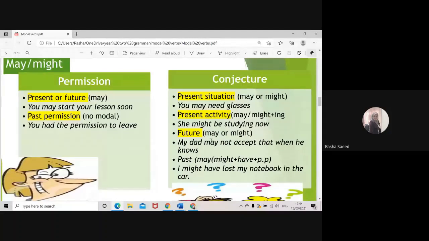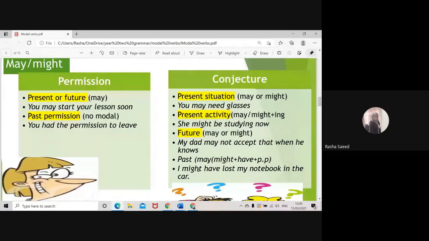In addition to that, can I just finish, please, students? In addition to that, we also have conjectures about the future. And in this case, do you notice that there is no difference in the form between conjectures about the future and the conjectures about the present situation? The difference lies only in the adverb of time that you add to the sentence in order to make it refer to the future. We'll give more examples shortly.